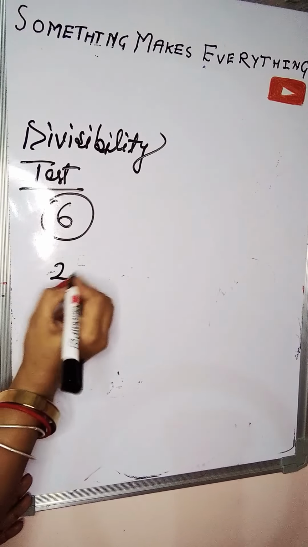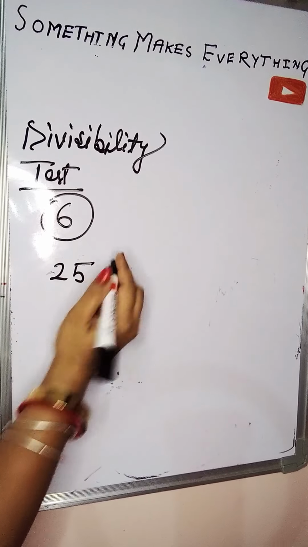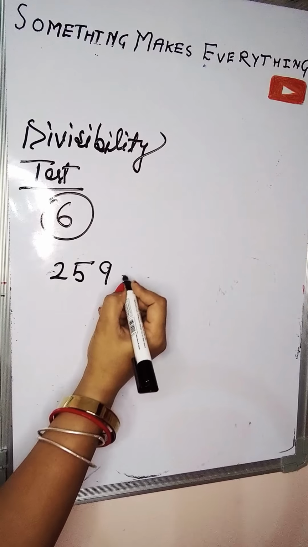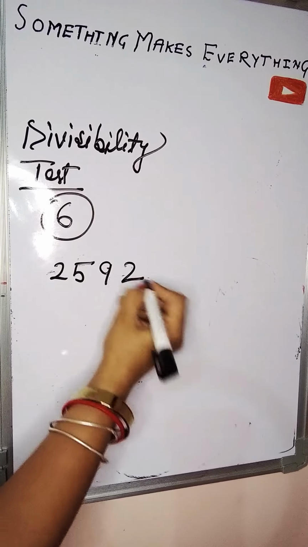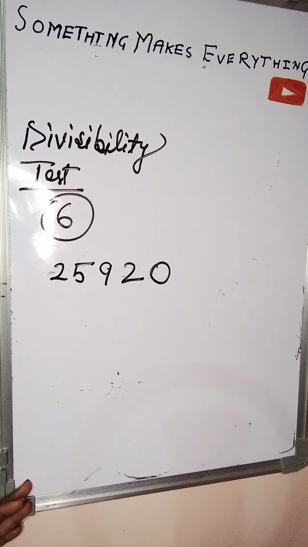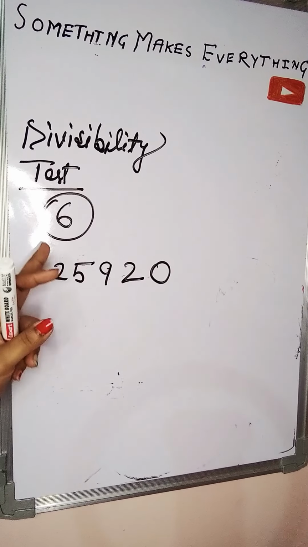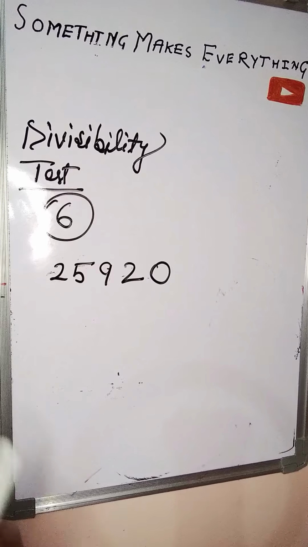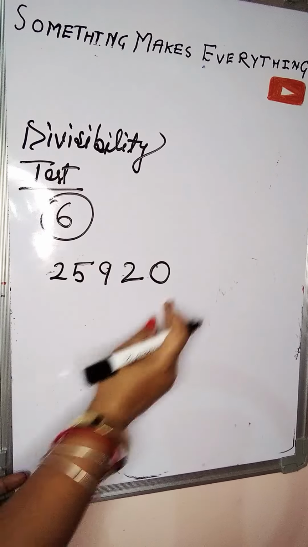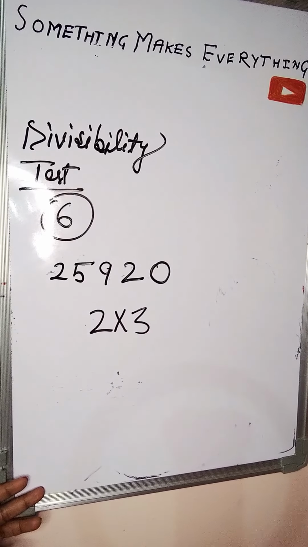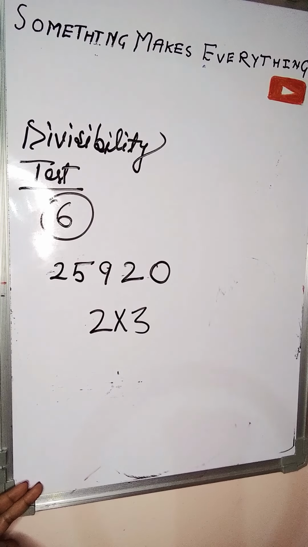Suppose I have given you one number, 25920, and if you want to check whether this number is completely divisible by 6 or not, what is the condition here? This whole number has to be completely divisible by 2 and 3 both, so that 2 times 3 will be 6 here. So first of all, what is the divisibility rule for the number 2?